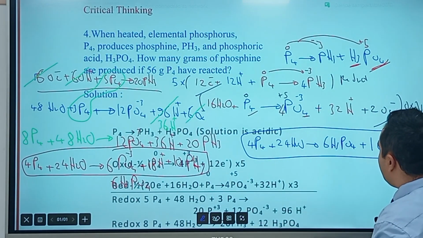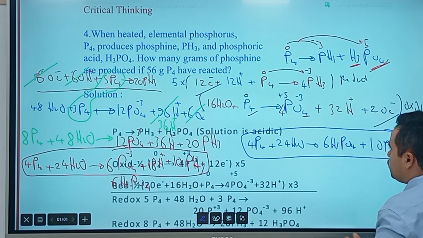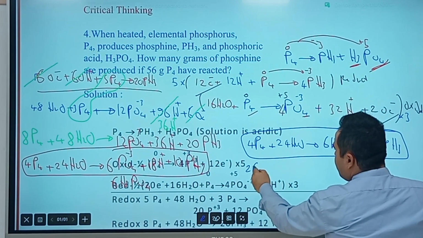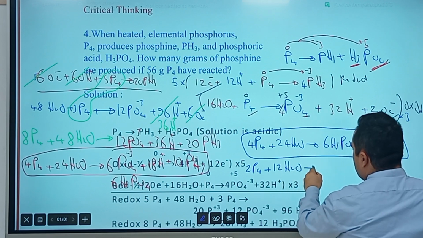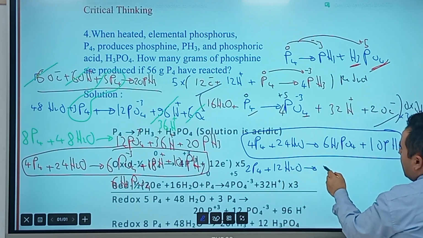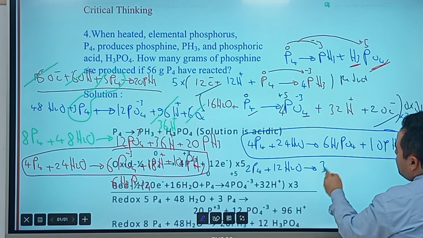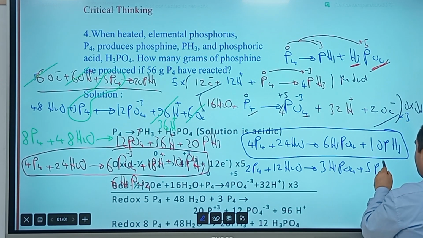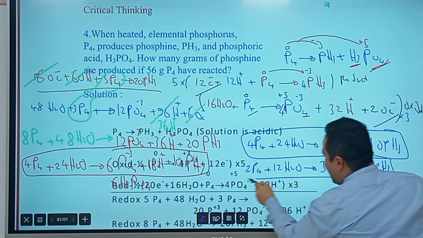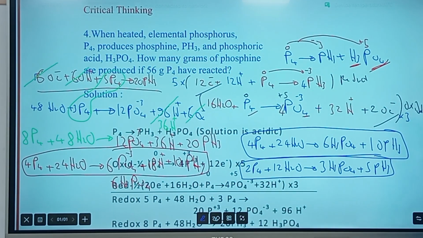Again, we can divide by 2 in order to get 2P4 plus 12H2O to form 3H3PO4 plus 5PH3. The last form of the balanced equation.